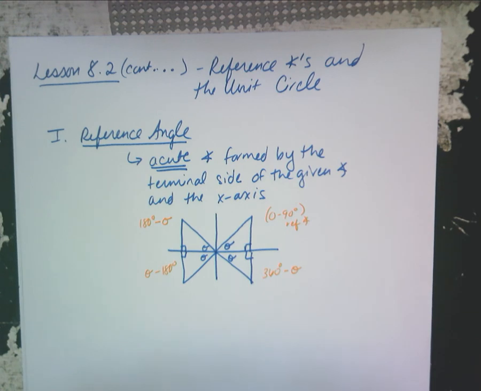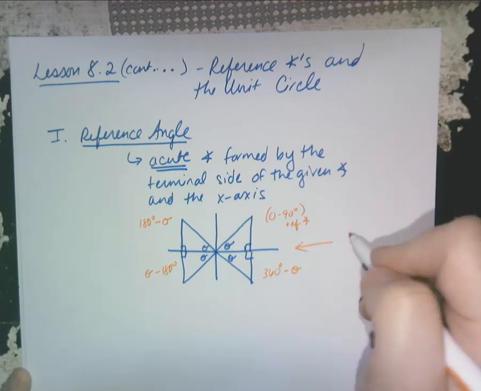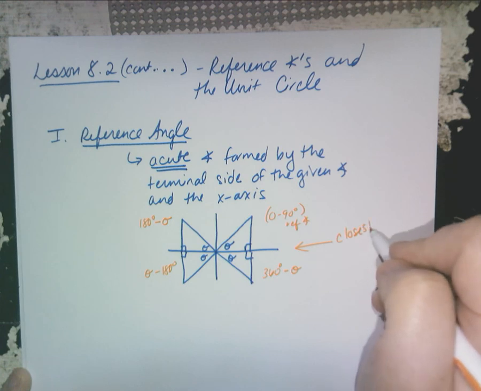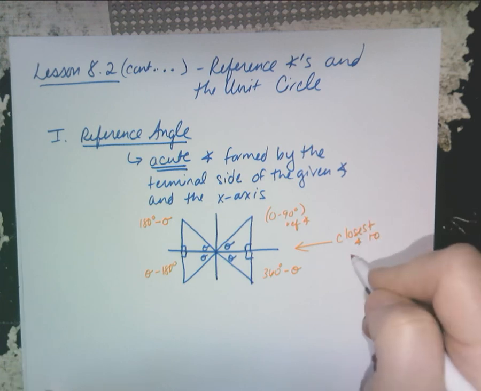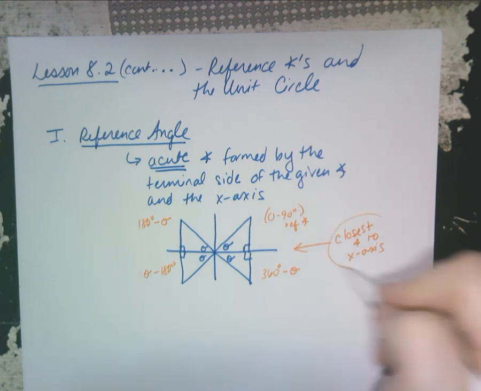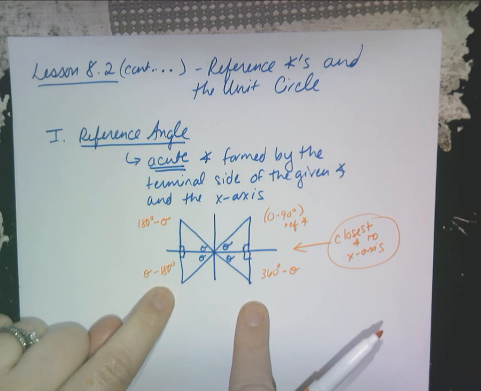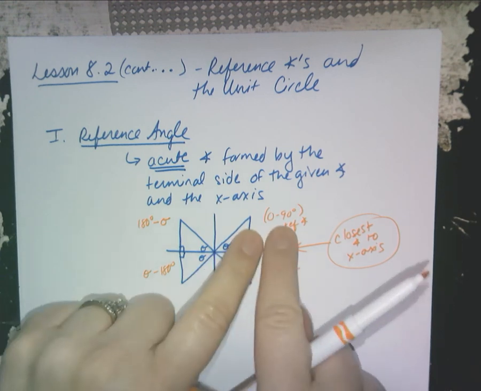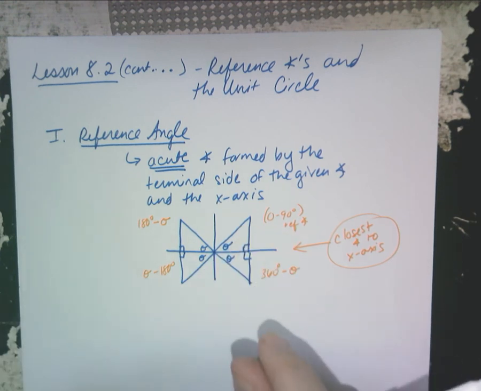If you remember last year, I said to you guys, you want to be closest. What's the closest angle to the x-axis? That's what you're looking at: how close am I to the x-axis? So really, all you have to do is either subtract from 180 or subtract from 360, whichever one's closer. Isn't that the trick of it all? Unless you're already acute, then that's your angle.